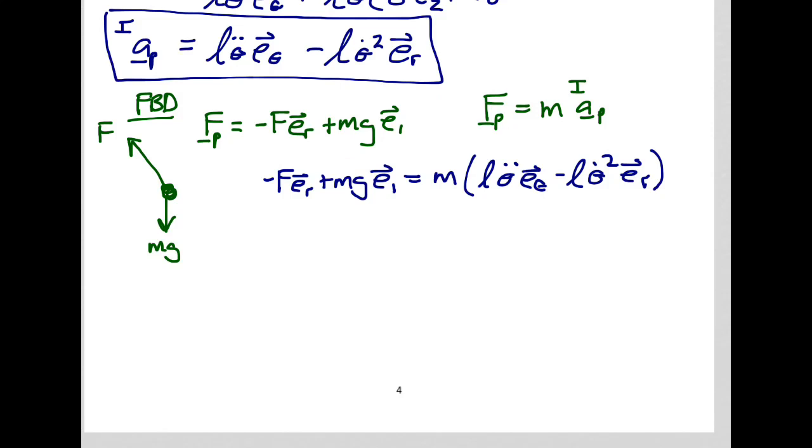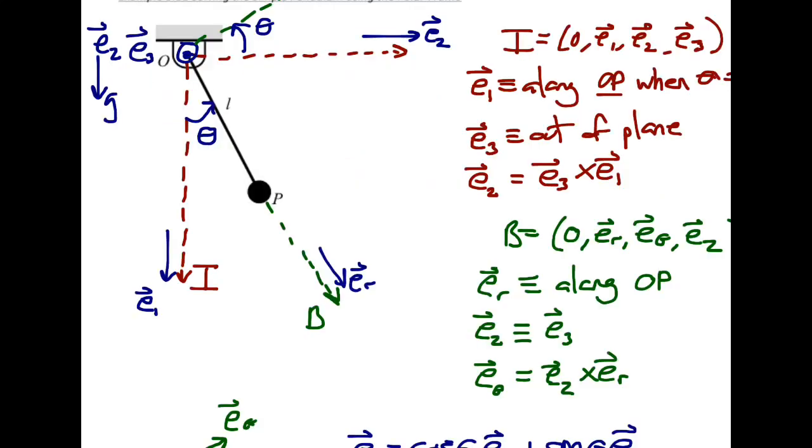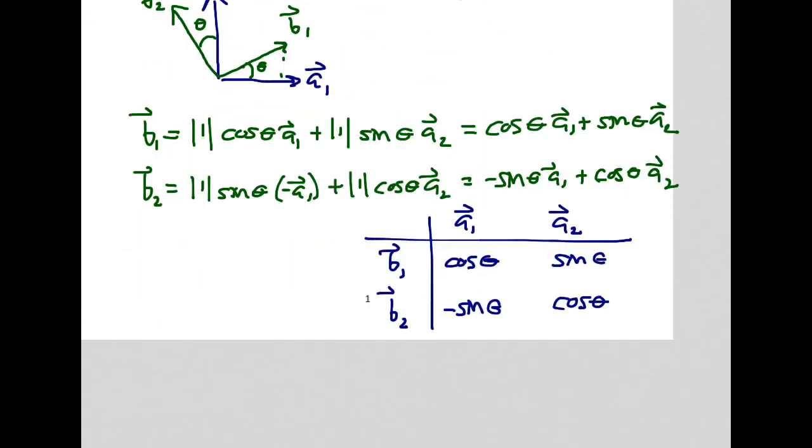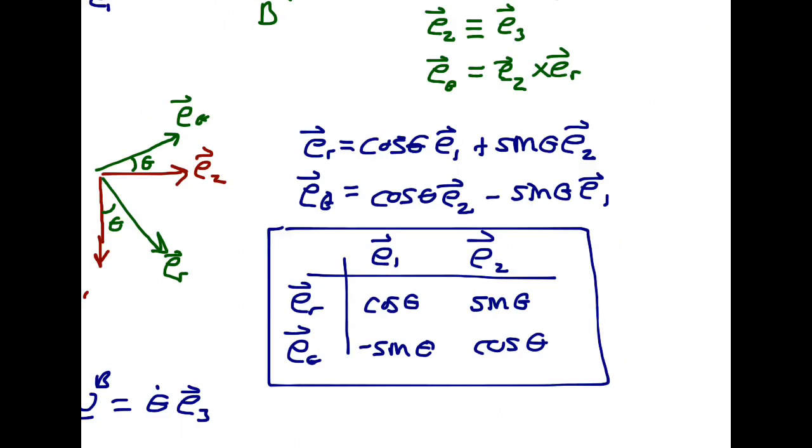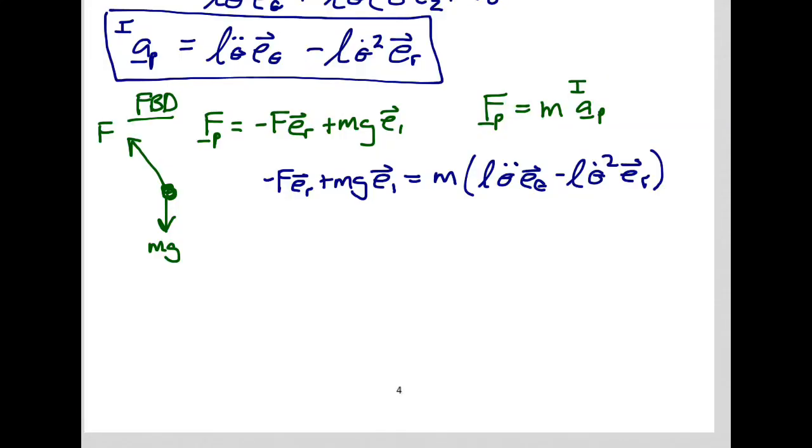So we go back to our transformation table. Where is our transformation table? If we look at our transformation table, we see that E sub 1 is equal to cosine times E sub r minus sine times E sub theta. So let's just write that out, where we have E sub 1 is equal to cosine theta E sub r minus sine theta E sub theta.